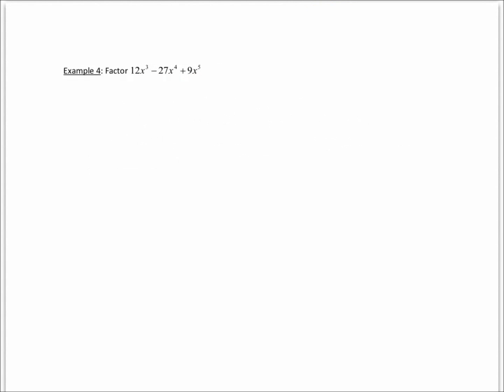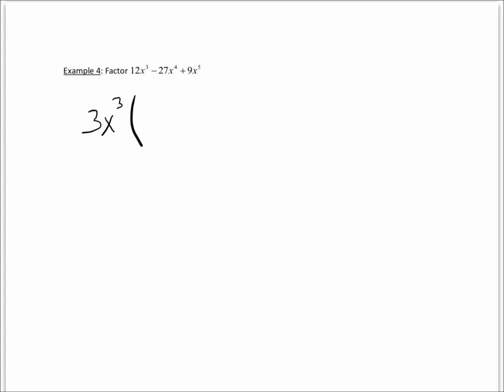Now we've got an example that's a little bit different. Notice this, 12, 27, and 9. What's the biggest number that divides into all of them? Well, the answer is 3, which means the number 3 is part of my GCF. But I also need to look at variables too. 3x's, 4x's, 5x's. So this means I can pull out 3x's, x cubed.